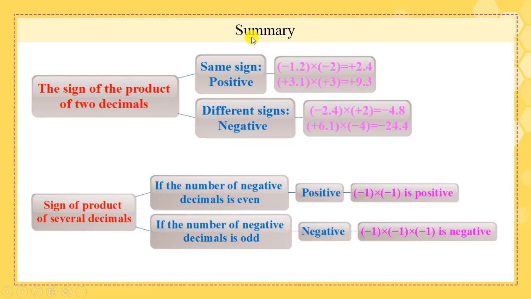Summary for the first part of chapter 3. The sign of the product of two decimals. If they have the same sign, it's positive. If they have different signs, it's negative. And here are the examples.